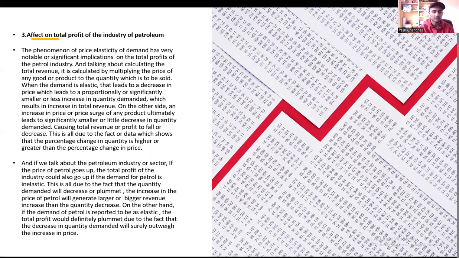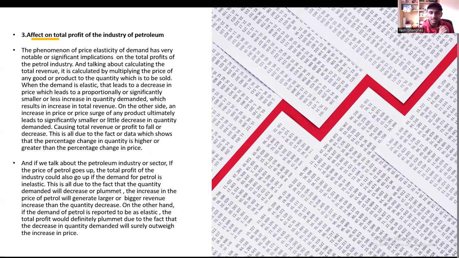the petroleum industry. And talking about calculating the total revenue, it is calculated by multiplying the price of any good or product by the quantity which is sold. So the revenue is definitely the price and the quantity. So if we multiply, then we can figure out the whole revenue.